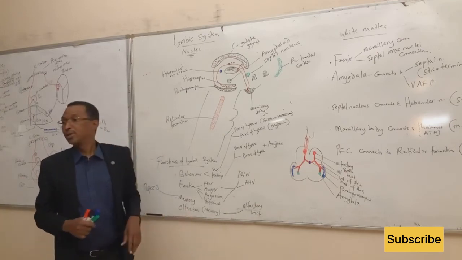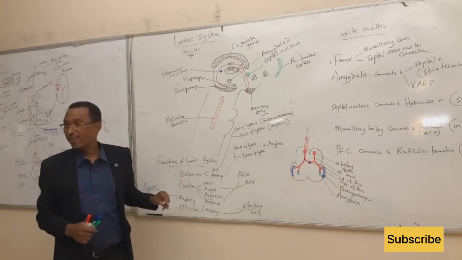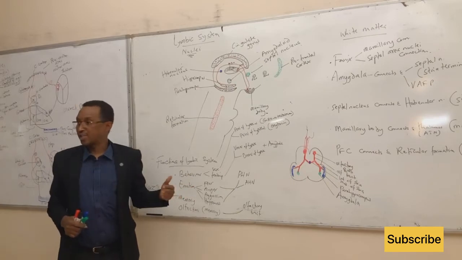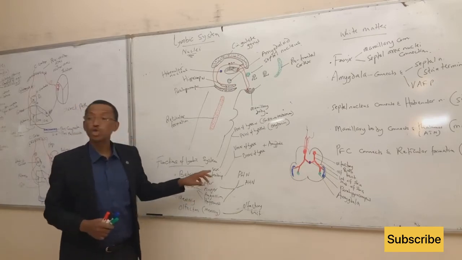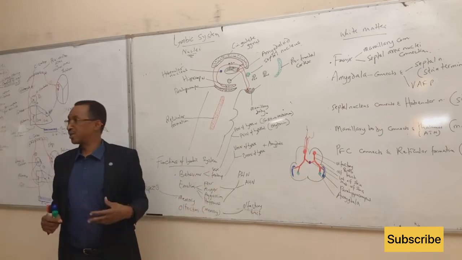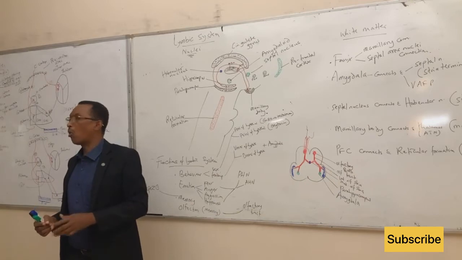So now we've seen the sense of smell as a function of the limbic system. The other one is to do with behavior. If you can remember, we said that some of the behavioral aspects of animals include sexual behavior, feeding behavior, and reproduction behavior, and how we now take care of our younger ones or our loved ones.